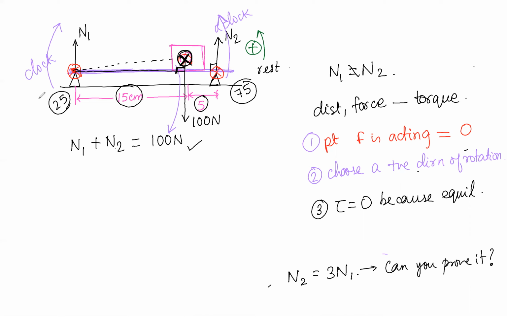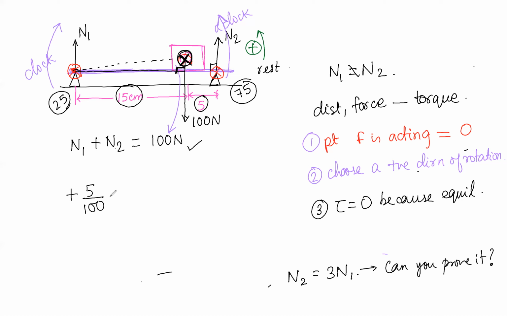Now you write the equation. For N2 it is plus, and the distance is equal to 5 centimeters. You see the distance changed because the axis changed. This is what happens. If you change the axis, the distance from the axis automatically changes. Keep this in mind.